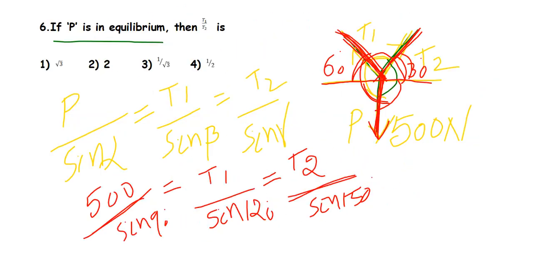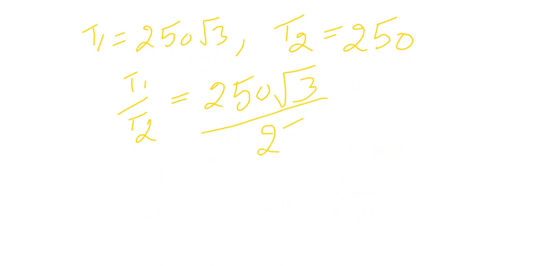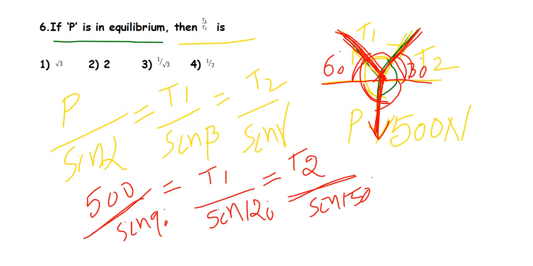So the value of T1 is 250 root 3, T2 is 250. Here in the question, asked T1 by T2. T1 by T2 is 250 root 3 by 250. So T1 by T2 is root 3. Option first one is the correct one.